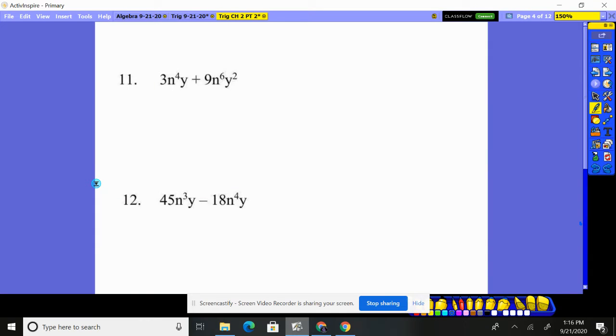Number 11, I look at that. That's not a cubic. It's not factor by grouping. That just simply means, hey, just factor out. So 3 and 9, they have a common factor of 3. N to the fourth, n to the sixth, so n to the fourth is the most I can factor out. A y squared, y is the most I can factor out.